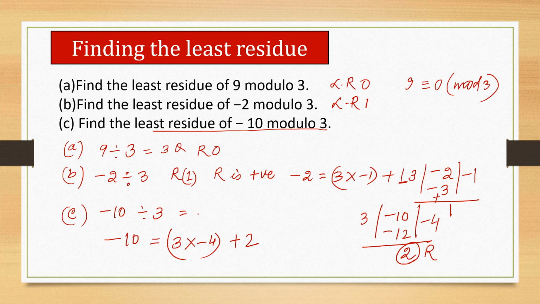If you have confusion, you can check again. Take this one and subtract this residue, so that this will be divisible by 3, because a minus b should be divisible by n. You can check once after getting the answer. So this residue is 2 here.